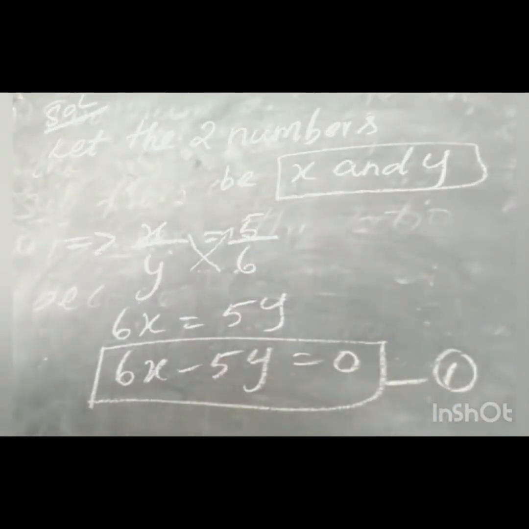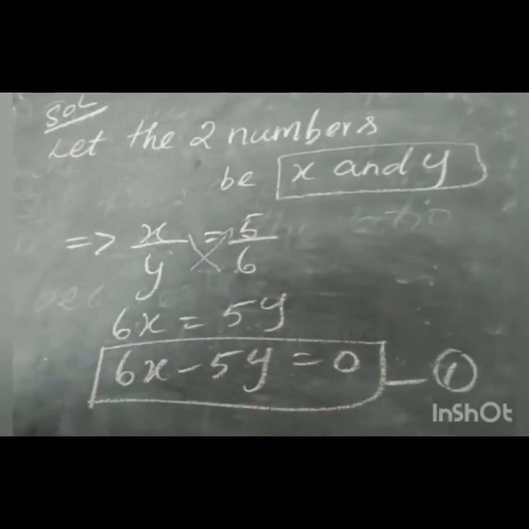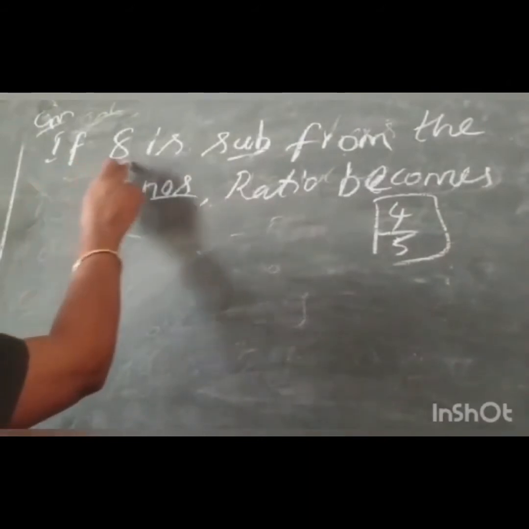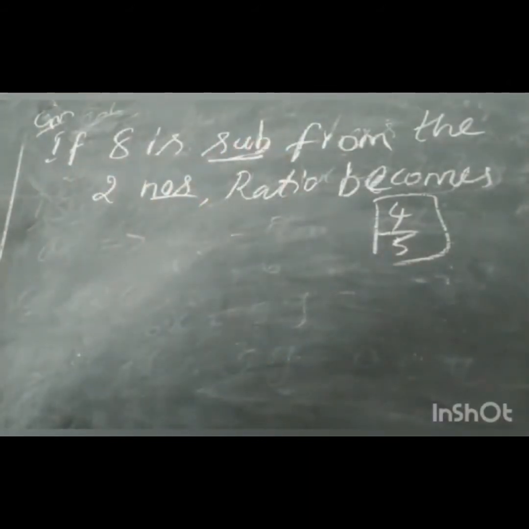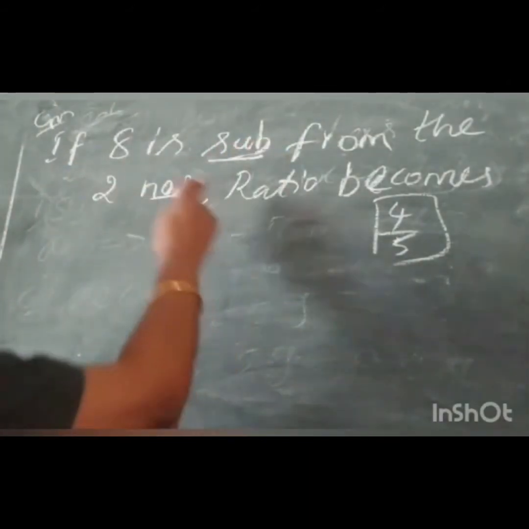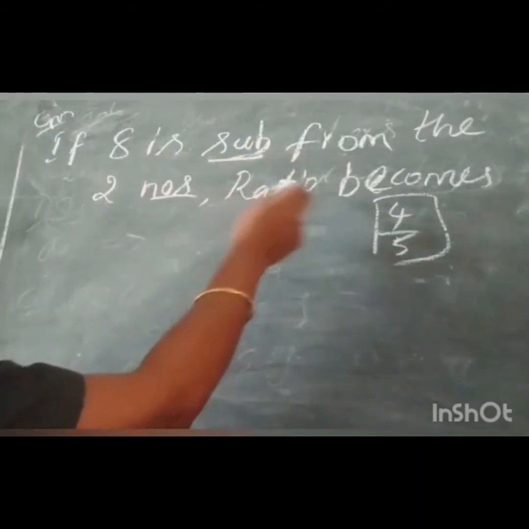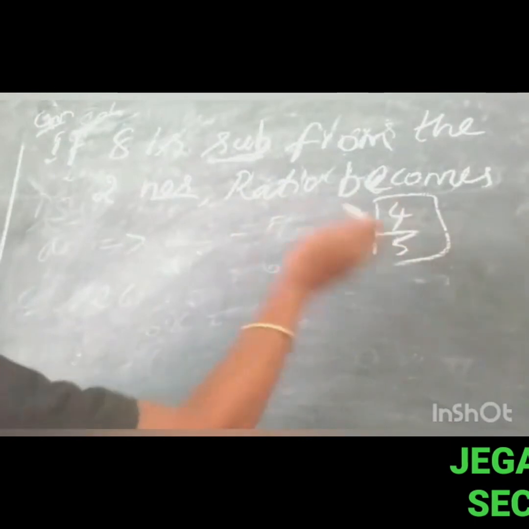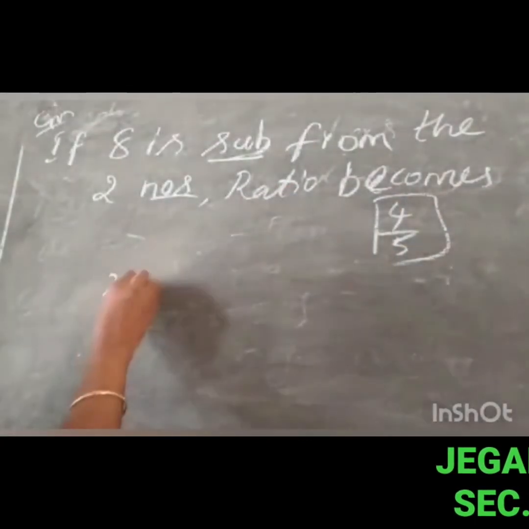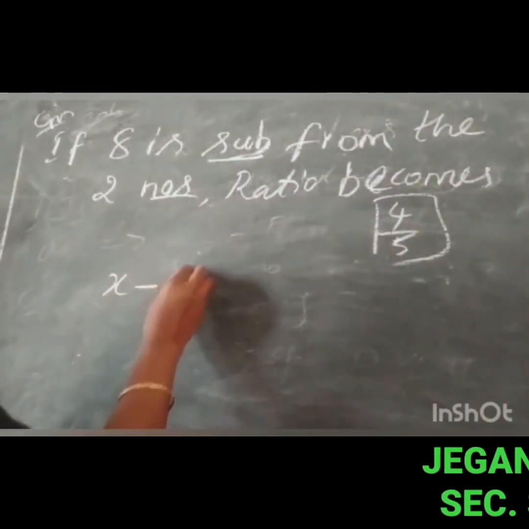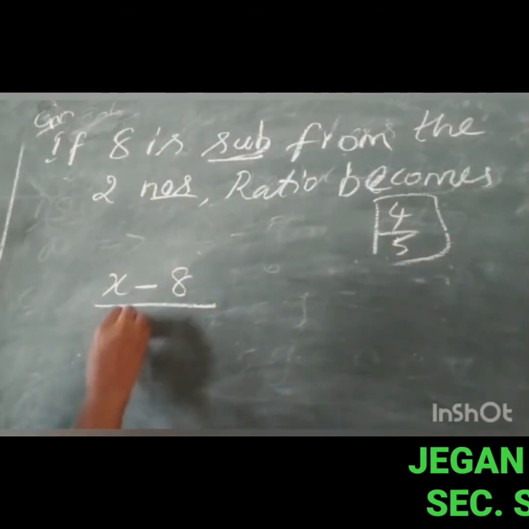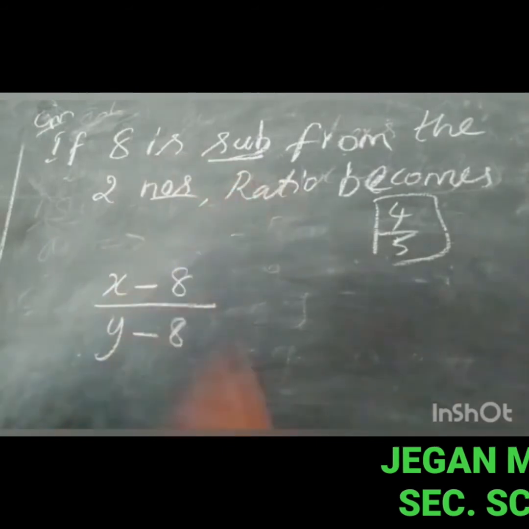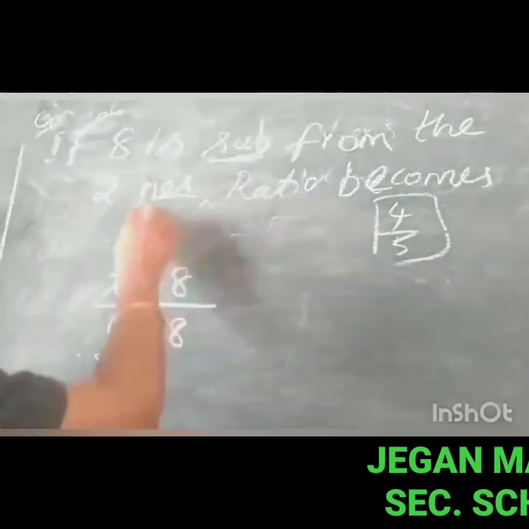Now let us see the second equation. Now let us see the second information given in the sum. If 8 is subtracted from the two numbers, the ratio becomes 4 by 5. So you have to form the equation in x and y: x minus 8 in the numerator, denominator also y minus 8.